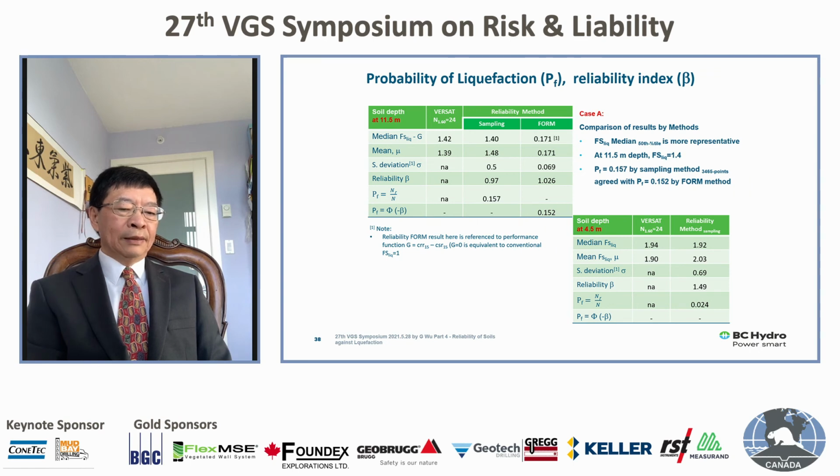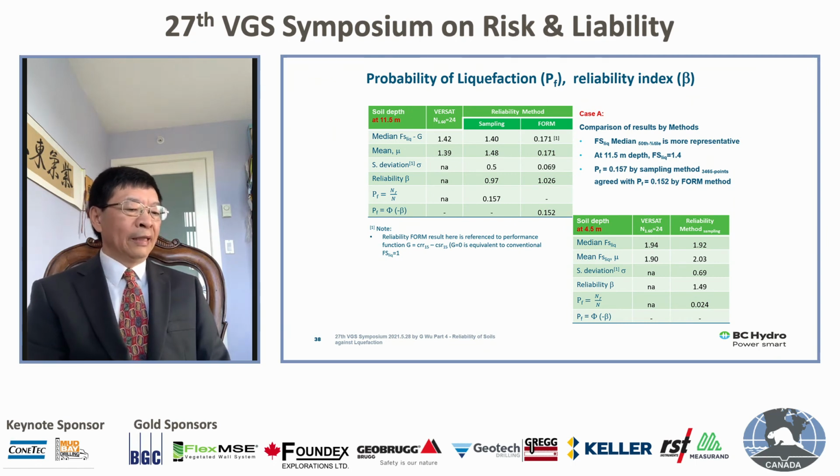So really, this is just a comparison between method A and method B for the reliability analysis. From method A, using the sampling method, you get a probability of failure of 0.157. And if you use method B, FORM, you get a probability of liquefaction of 0.152. So they are very close. That is the confirmation of verification I wanted to do, just to make sure they are aligned.